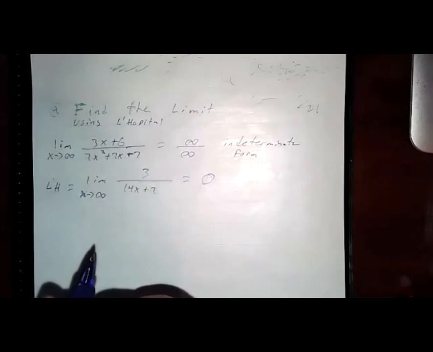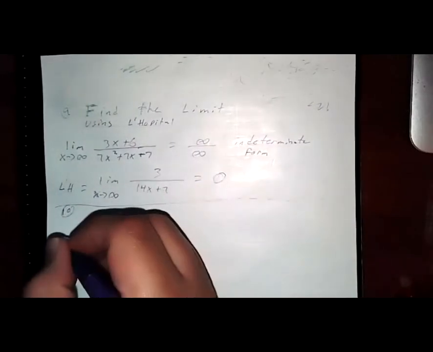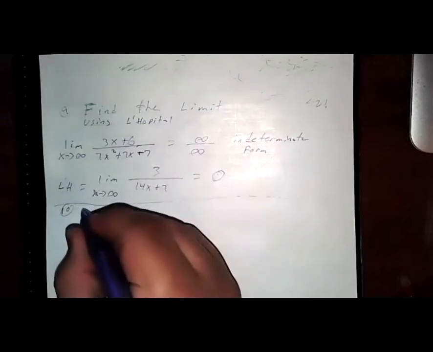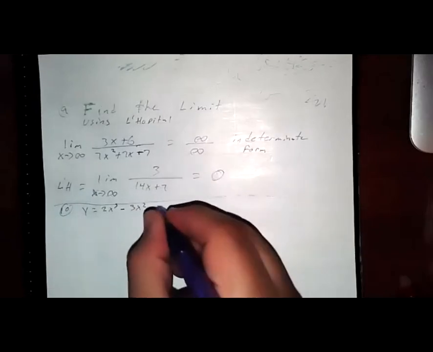Number 10 wants a lot of stuff. All right. I'm gonna write the question over here. This is just too much to write. So they give us this equation: 2x cubed minus 3x squared minus 12x.